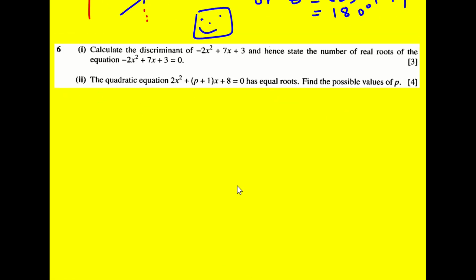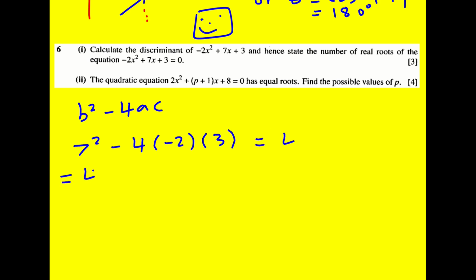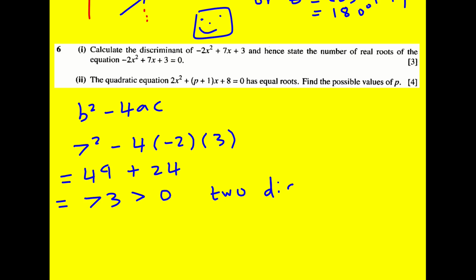Calculate the discriminant of -2x squared plus 7x plus 3 and hence state the number of real roots. Okay, the discriminant is b squared minus 4ac, where I'm assuming you know what a, b, and c are. They're the coefficients in the quadratic. So it's going to be 7 squared minus 4 times -2 times 3. Let me do it down here. That's going to be 49 plus, because there's a double negative, 24, which equals 73, which is greater than 0, so there are 2, and I'm going to say distinct, real roots.